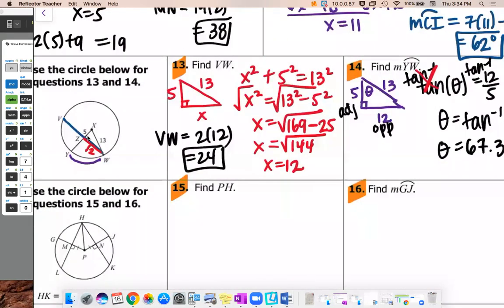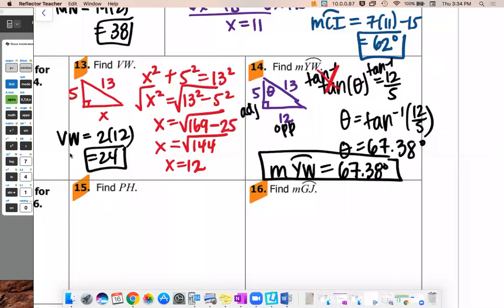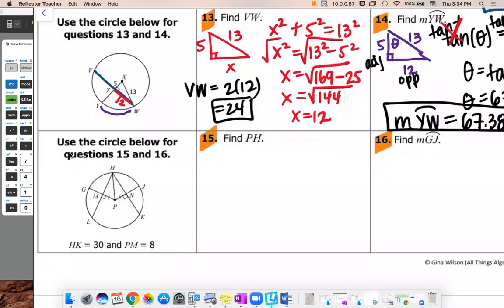know that this angle inside of here now is the 67.38, and that's equal to this arc measure because a central angle is equal to the arc. So then you say measure of arc YW is equal to 67.38 degrees, and then you're done. Okay, so don't forget your trig because it does come into really important play here.